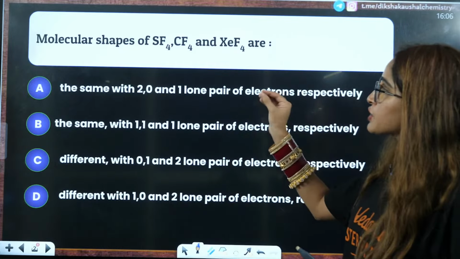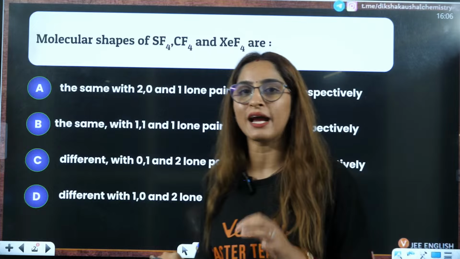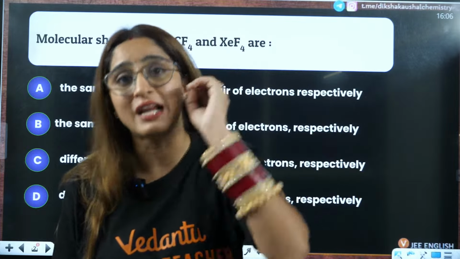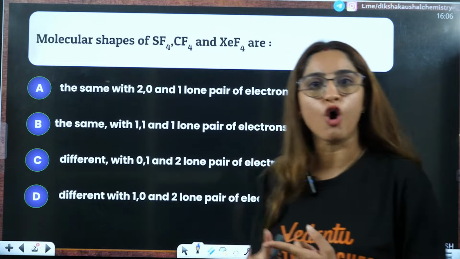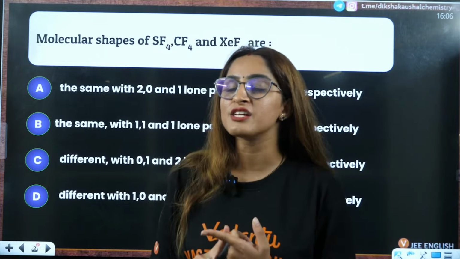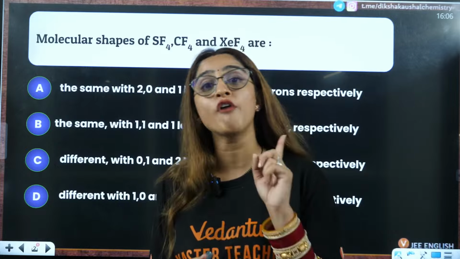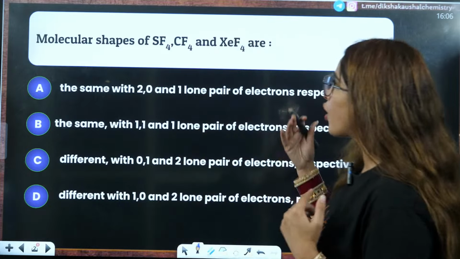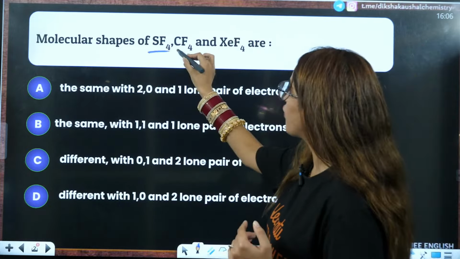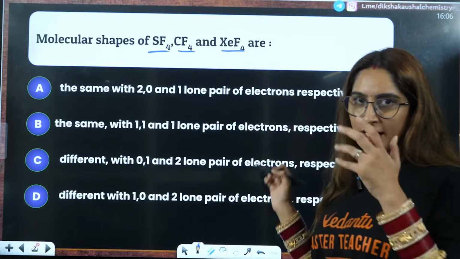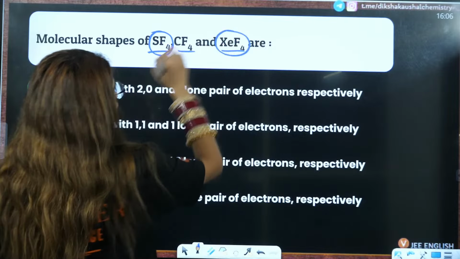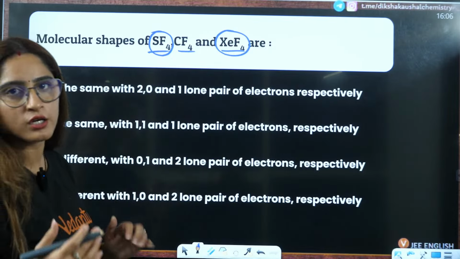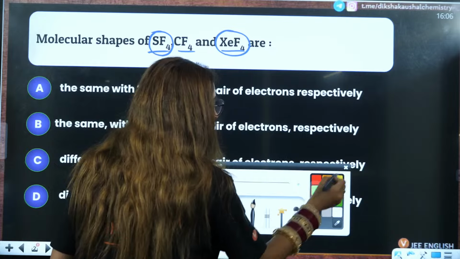Now students, the first question is molecular shape. One kind of question that is definitely going to be asked, 100% guaranteed, is based on hybridization of coordination compounds and the hybridization in chemical bonding. They are asking the molecular shapes of SF4, CF4 and XeF4. This is a very repeated compound. So how are you going to answer this?